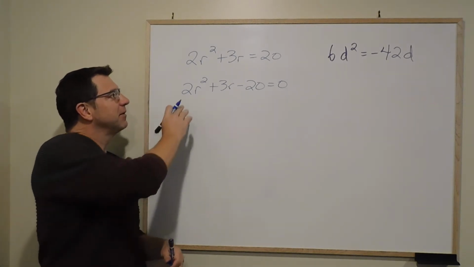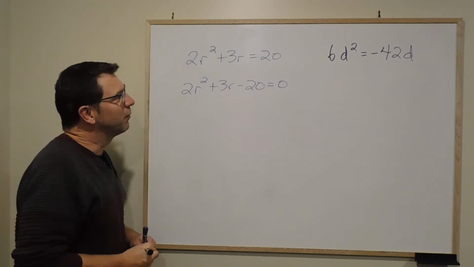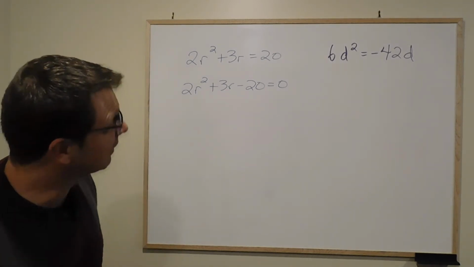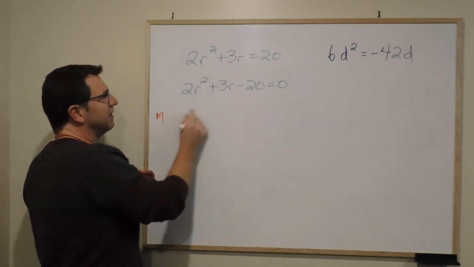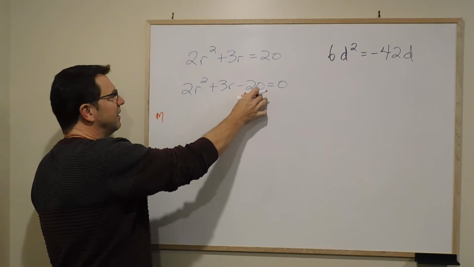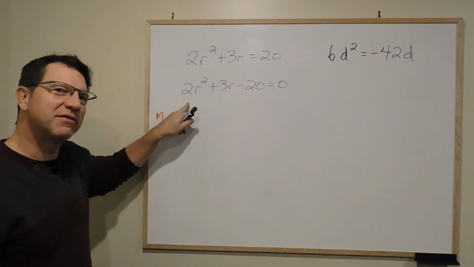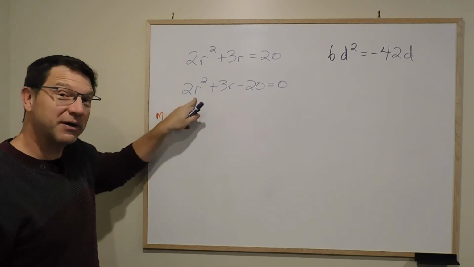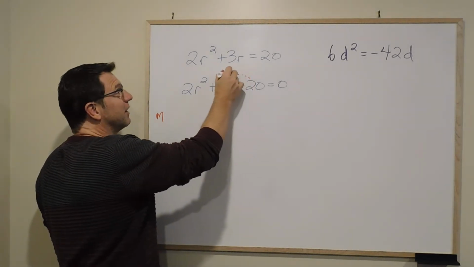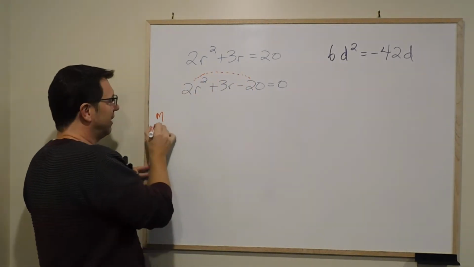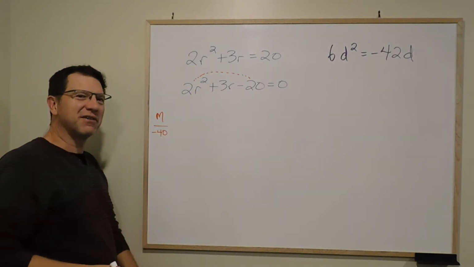How do I do something when there's a number in front? Well, I do something called decomposition. When we did these before, we were looking for something that multiplied to negative 20 and added to positive 3. But that's when there was no coefficient in front of the squared term. See this r squared term here? Now that there is, we're looking for something that multiplies to negative 40, because 2 times negative 20 is negative 40.